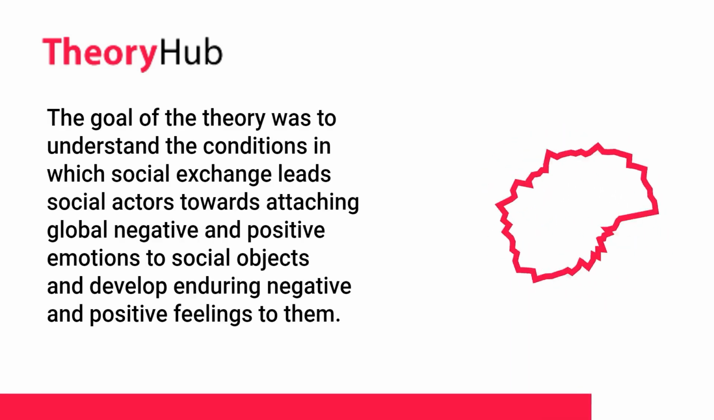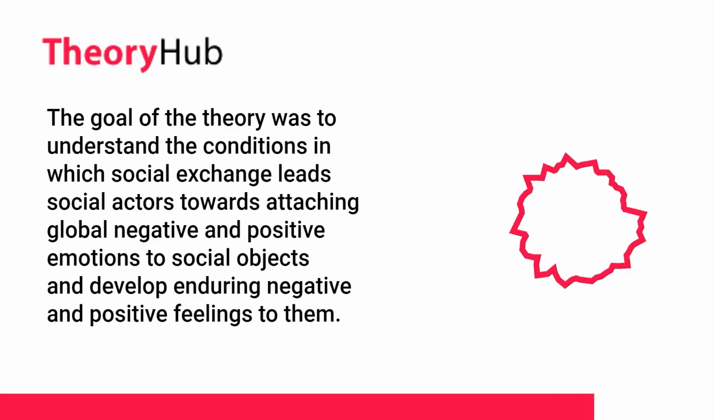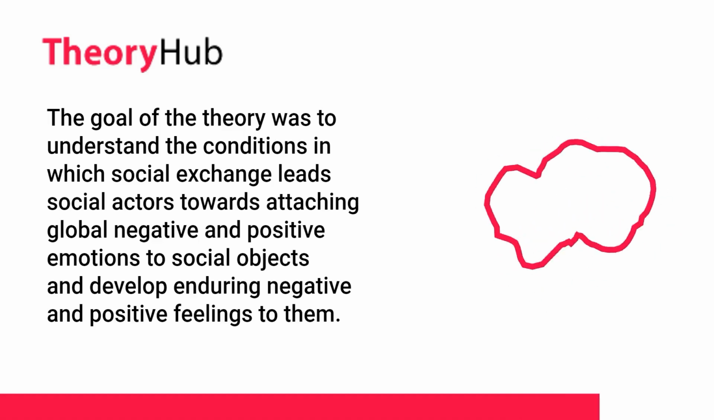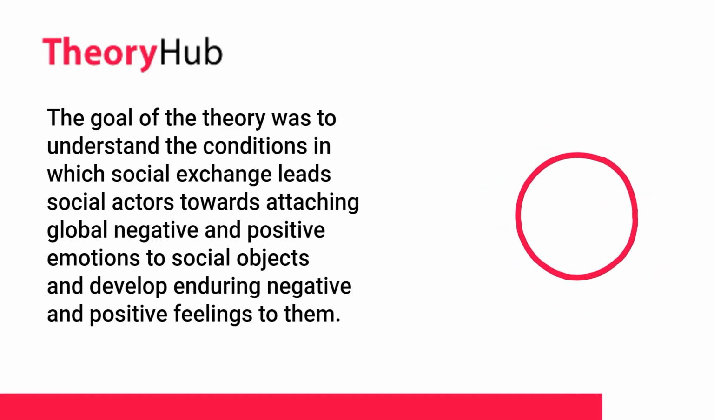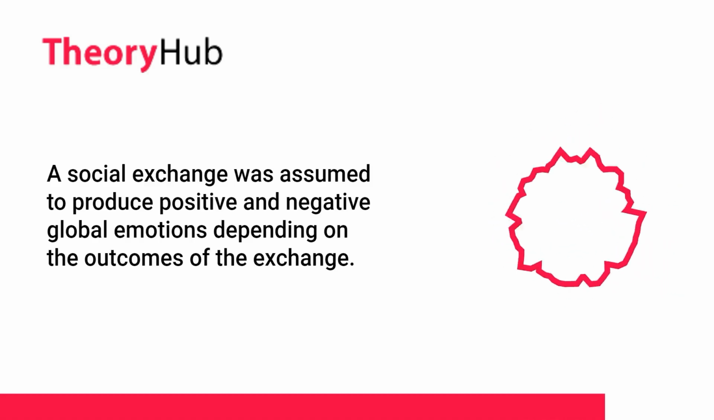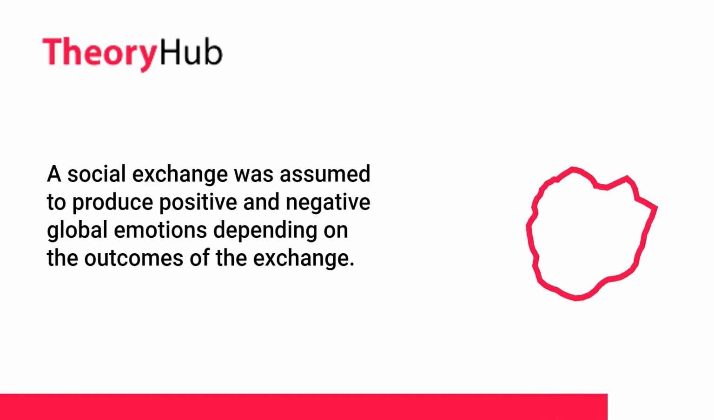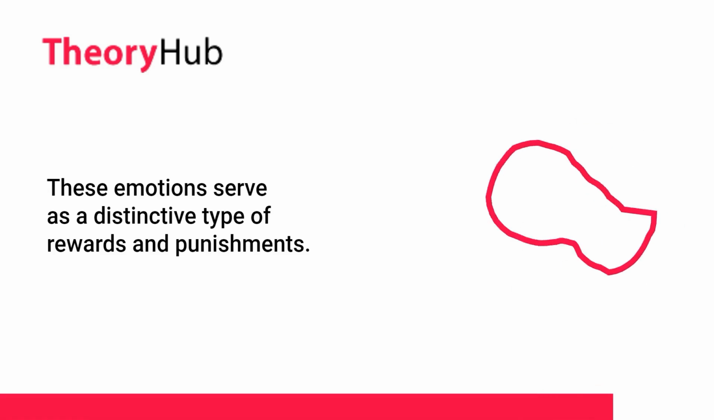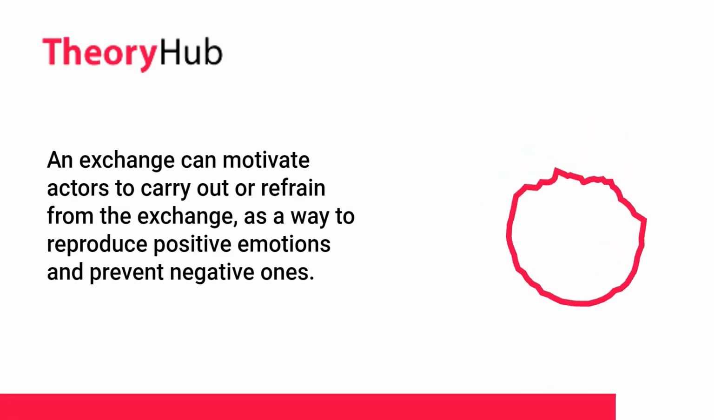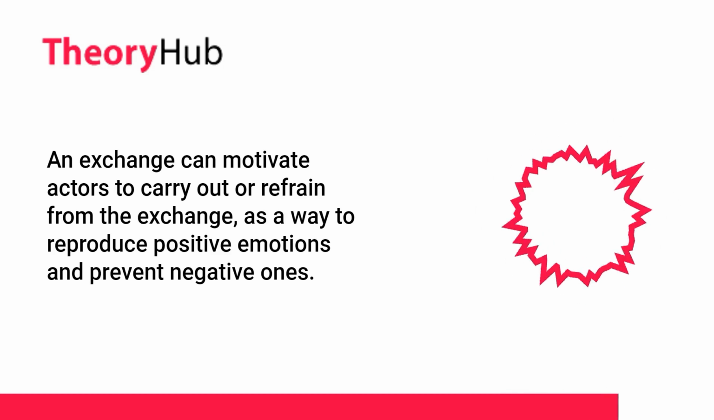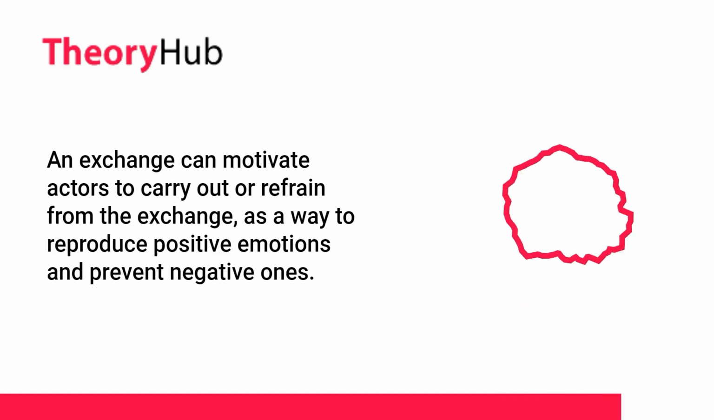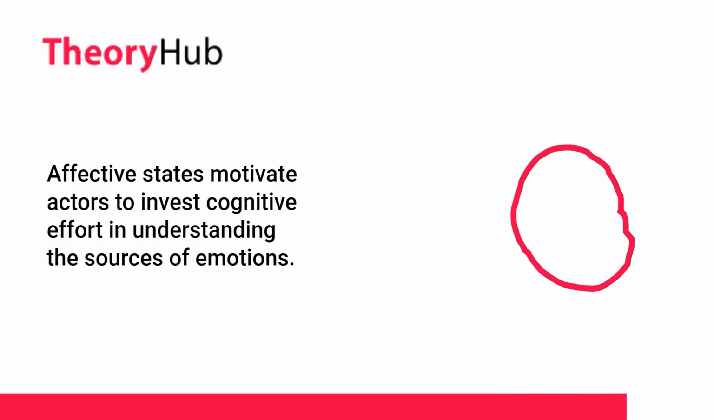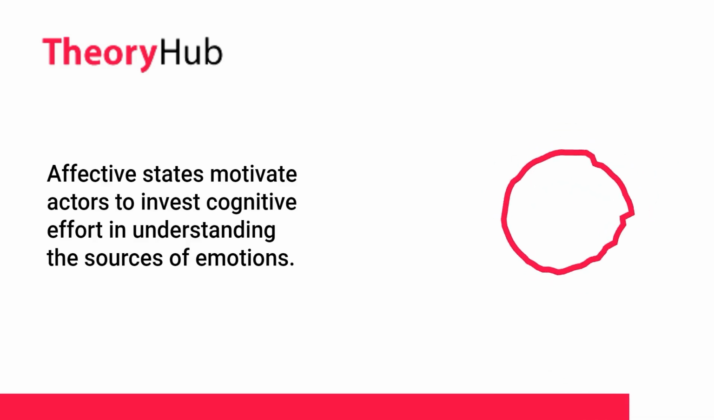The goal of the theory was to understand the conditions in which social exchange leads social actors towards attaching global negative and positive emotions to social objects and develop enduring negative and positive feelings to them. A social exchange was assumed to produce positive and negative global emotions depending on the outcomes of the exchange. These emotions serve as a distinctive type of rewards and punishments. An exchange can motivate actors to carry out or refrain from the exchange, as a way to reproduce positive emotions and prevent negative ones. Affective states motivate actors to invest cognitive effort in understanding the sources of emotions.